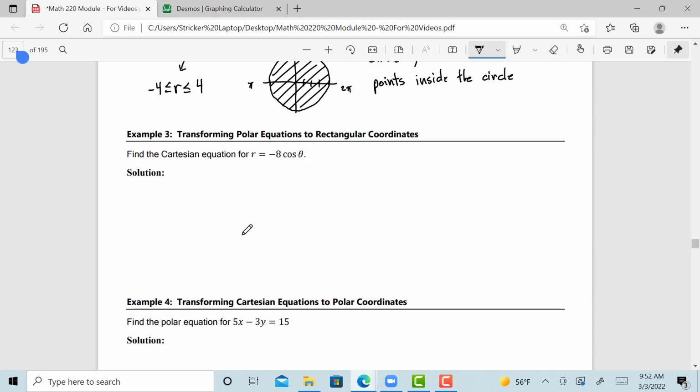Okay. All right, well, let's move on to example 3 here. Example 3 says, find the Cartesian equation for r equals -8 cosine theta. So when it says the Cartesian equation, that means we want to put everything in terms of x and y. So, what do we have at our disposal to be able to convert things in terms of x and y?